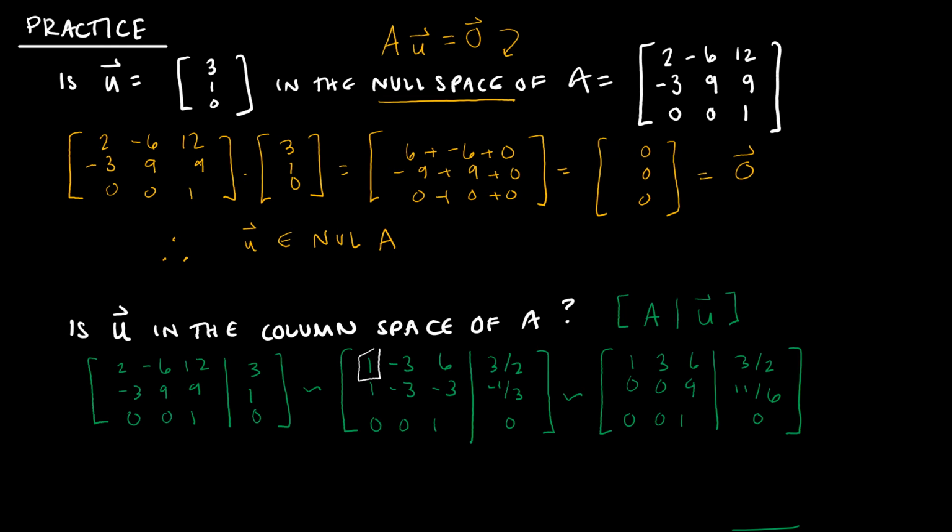And then hopefully at this point you can see that there is no pivot in the second column, and therefore this is inconsistent. You could obviously keep going, and if you kept going you would end up with a 0, 0, 0, 0. But it's really not necessary, because once I got to this point it's pretty clear that there are not enough pivots. So because this is inconsistent, u does not belong to the column space of A.